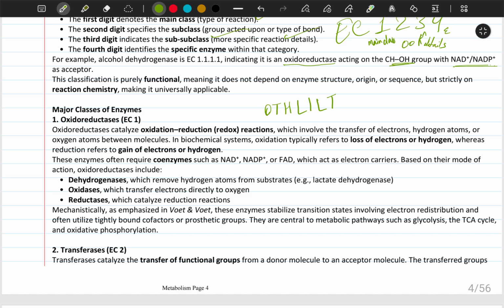Oxidoreductase, EC 1, is the oxidation-reduction or redox reaction we are seeing, which involves the transfer of electrons, hydrogen atoms, or oxygen atoms between molecules. In biochemical systems, oxidation typically refers to loss of electrons or hydrogen, whereas reduction refers to gain of hydrogen. Whenever oxidation is occurring, there is a loss of electrons or hydrogen. When reduction is happening, we see gain of electrons or hydrogen.